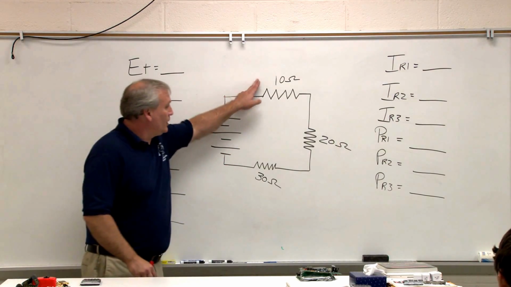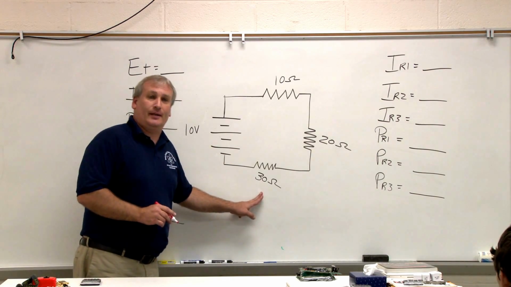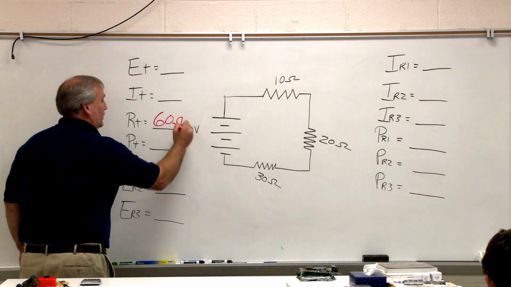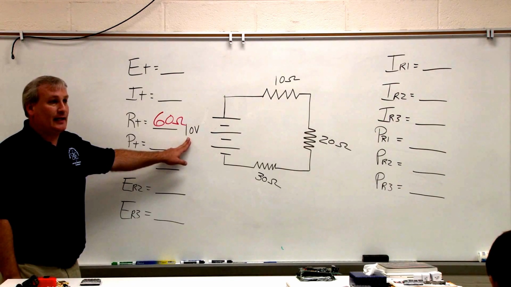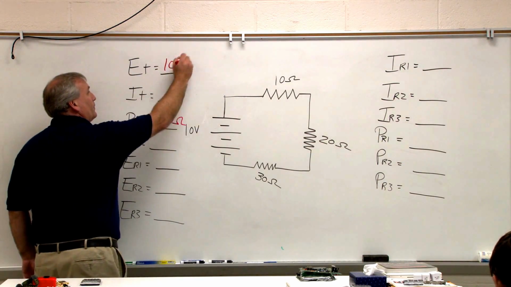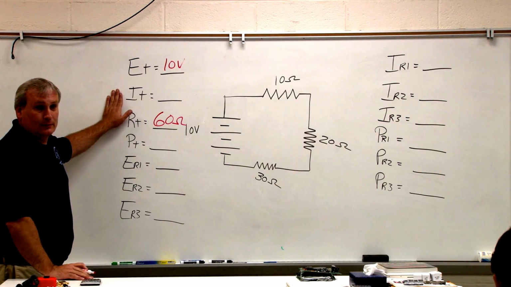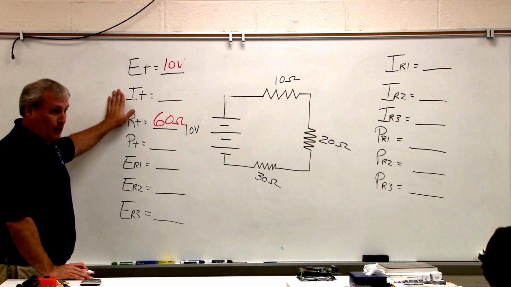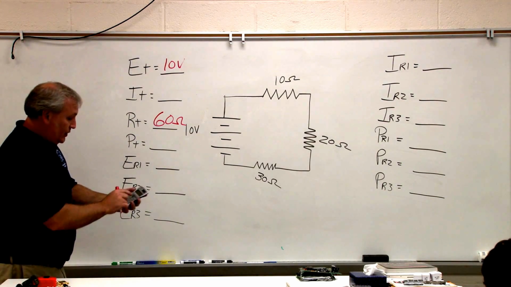So we have 10 ohms, 20 ohms, and 30 ohms. So we have an R total of, I heard somebody say it, 60 ohms. My E total I've already given in our diagram, correct? E total, electromotive force measured in volts, 10 volts. How do we come up with I total? Ohm's law. I is what? E divided by R will give us current in amps. 10 volts divided by 60 ohms.